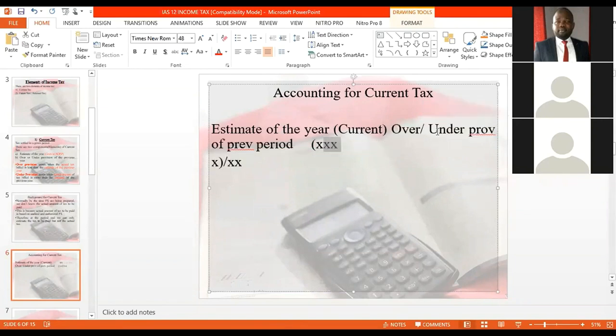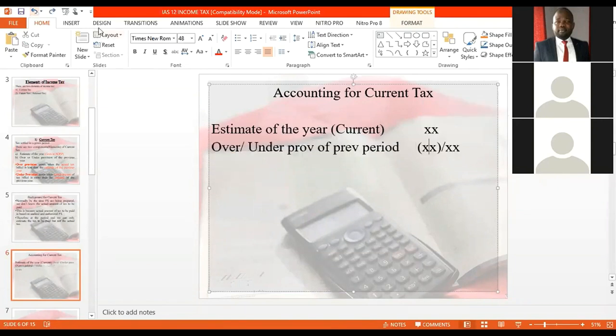So if there is over provision, you deduct it from the estimate of the year. So you take estimate of the year less over provision of the previous year. Over what? Provision. So if it's over, it is what? Deducted. If it is under, you add. If we under provided for the previous year, what do?